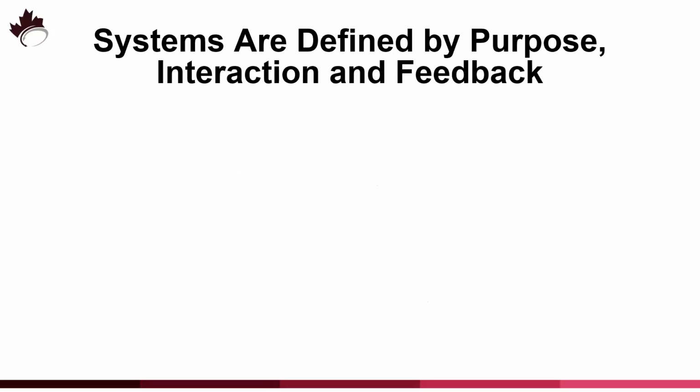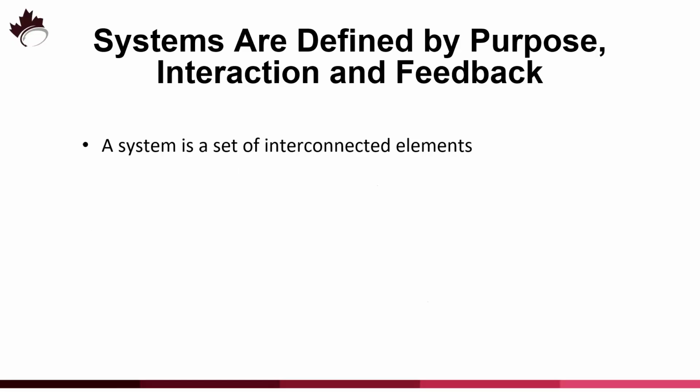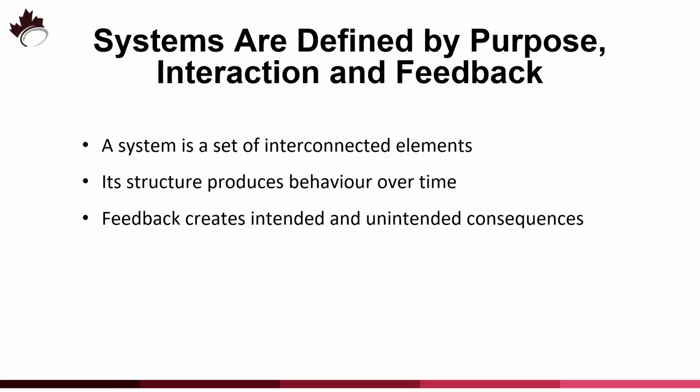So systems are defined by purpose, interaction, and feedback. A system is a set of interconnected elements. Its structure produces behavior over time. Feedback creates intended and unintended consequences. Every system has intended behavior and unintended behavior. Sometimes the unintended behavior is good, sometimes it's bad, and system dynamics can help you see the unintended behavior that may not be obvious at first.